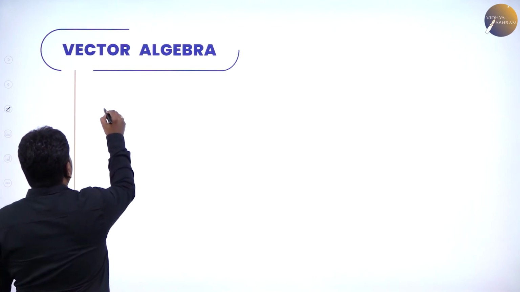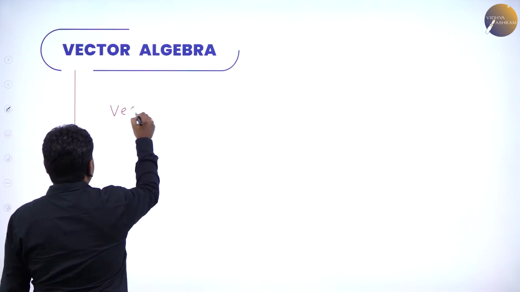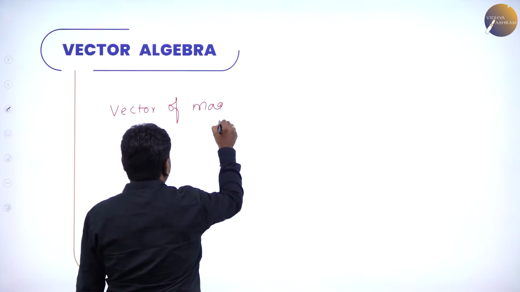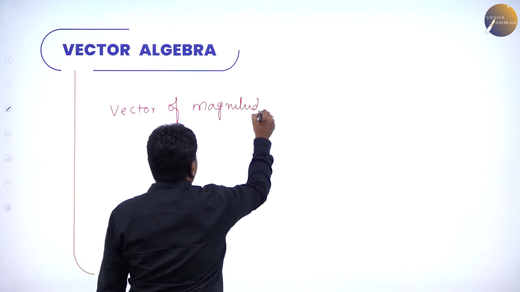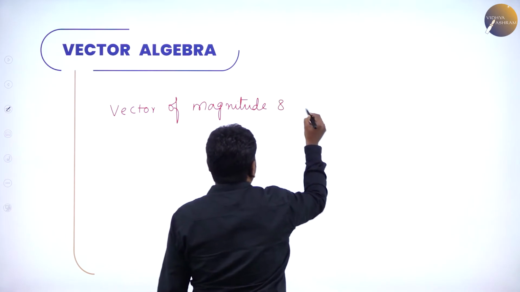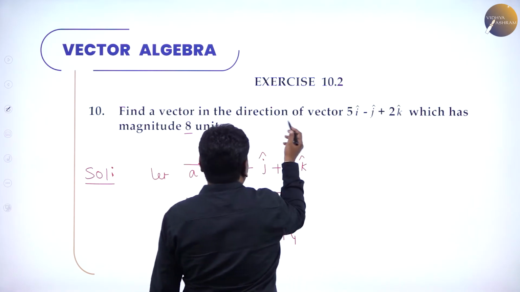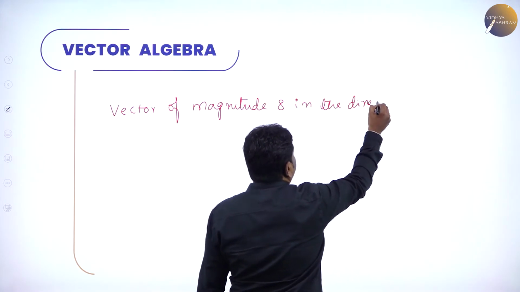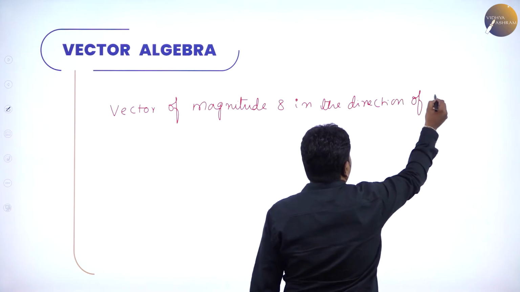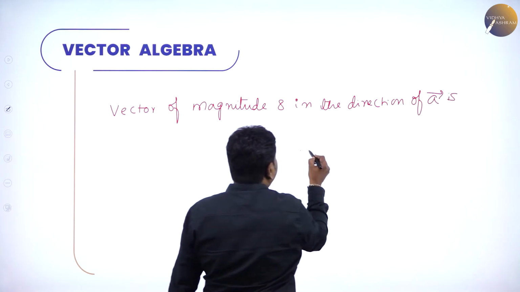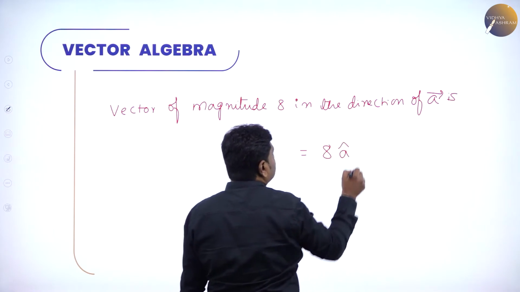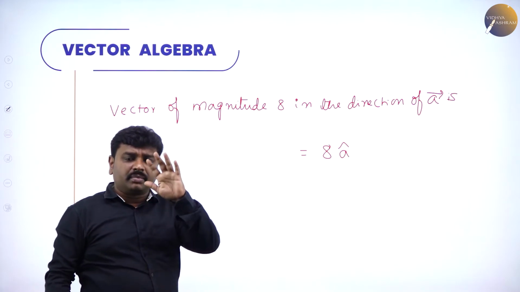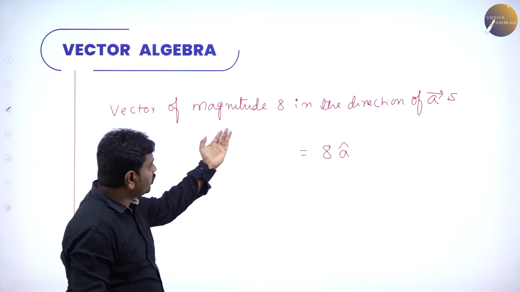Now the vector of magnitude 8, which is in the direction of the given vector, in the direction of A, is 8 times a cap. See, a cap means unit vector. Unit vector means magnitude 1. 8 into 1 is what? 8. If I want magnitude 10, 10 into a cap. They want magnitude 8, 8 into a cap.